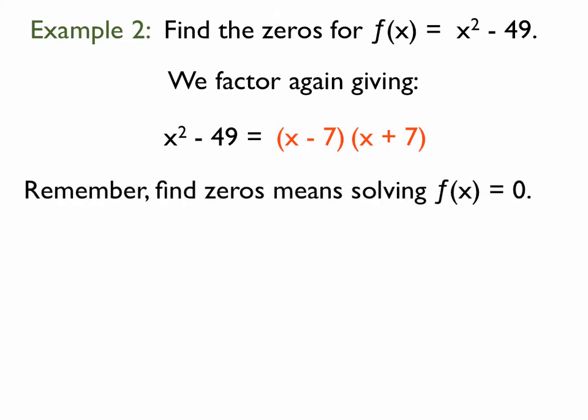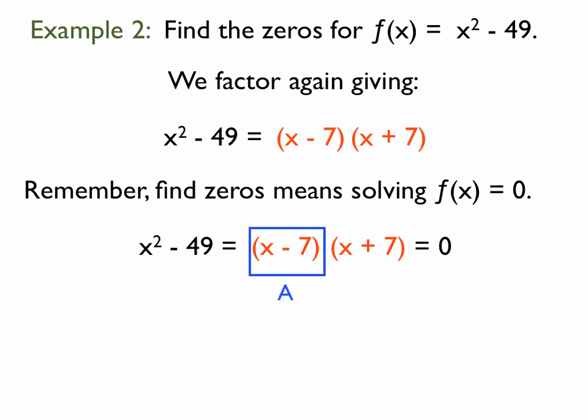Now remember that when we find zeros, this means we're solving f of x equals 0. So we need to set our function x squared minus 49 equal to 0. And when we do that, we get x squared minus 49 is equal to x minus 7 times x plus 7, which is equal to 0. And to solve, we're going to make this into a and b. So x minus 7 is a and x plus 7 is b.